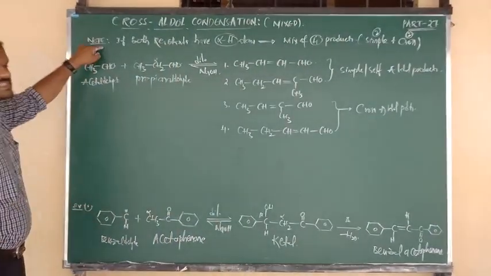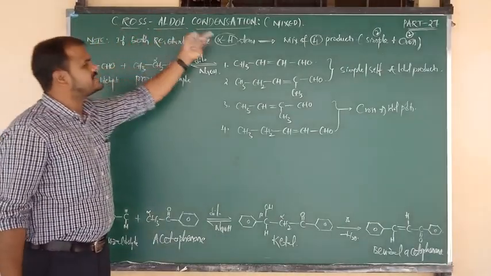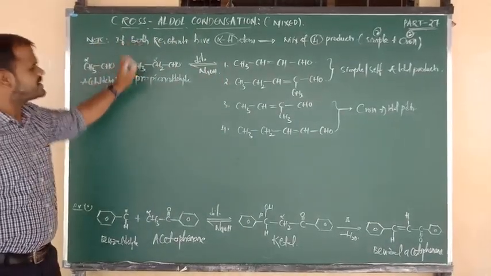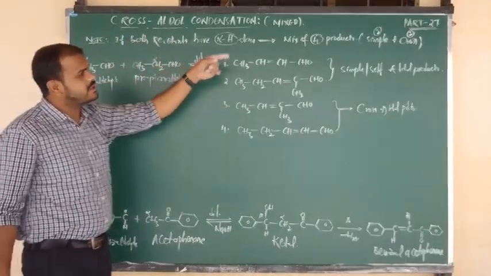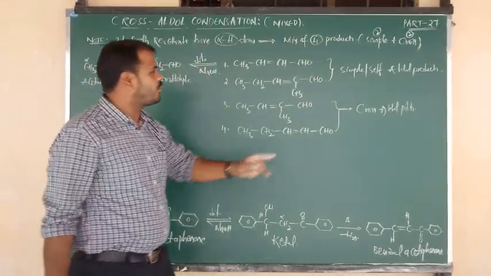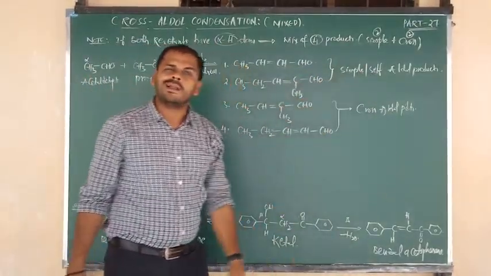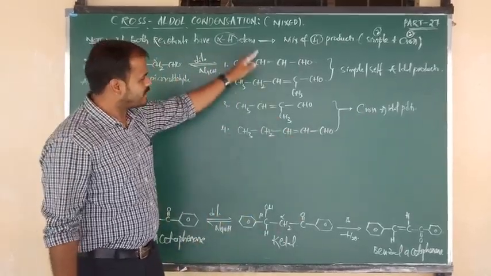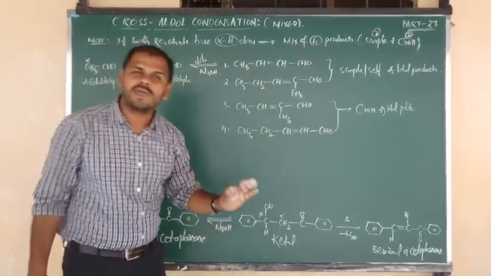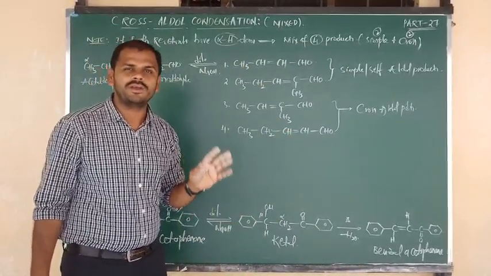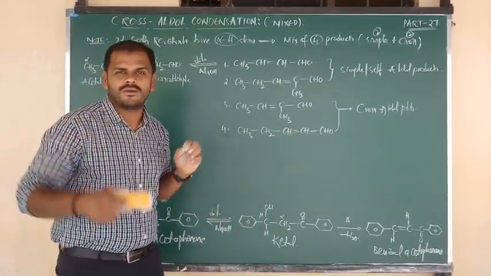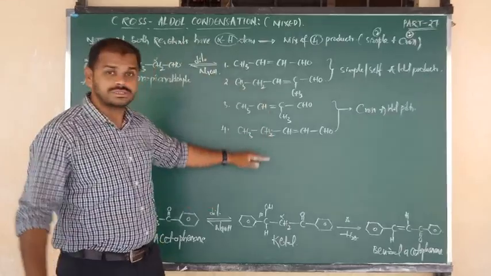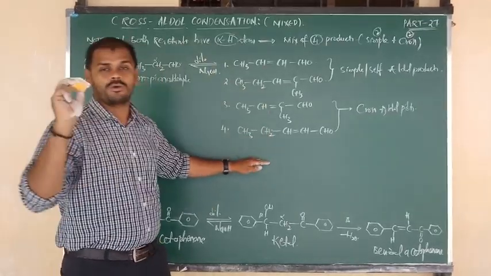So the statement I have given: if both reactants have alpha hydrogen atoms, then they give a mixture of 4 products. Out of 4, 2 are the simple aldol products and the remaining 2 are the cross-aldol products. For all that, I hope you can read the IUPAC names easily and comfortably. And I have given it in the form of notes also. All these reactions are given in the NCERT textbook.